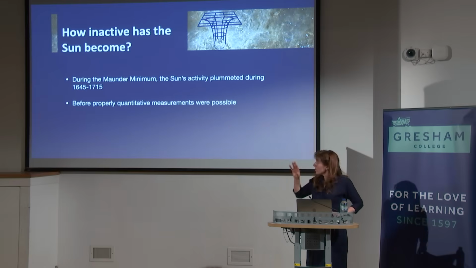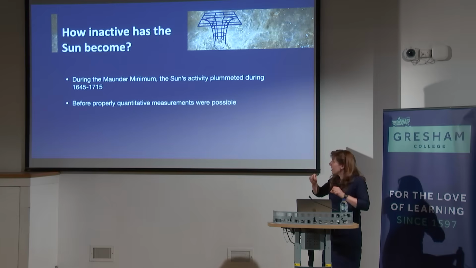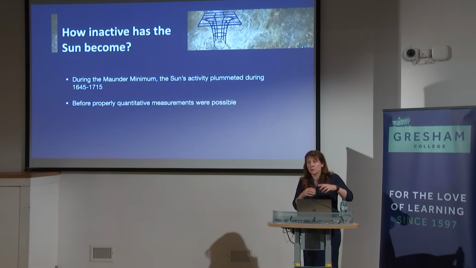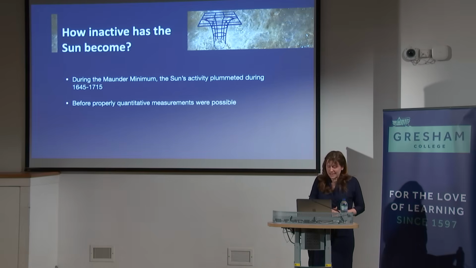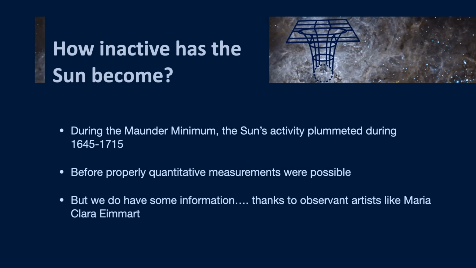Well, detailed records of the activity of the sun hadn't begun at the time of the Maunder minimum, in the sense of the quantitative records, counting numbers of sunspots and all that kind of thing, as is the case these days and has been the case for the last 24 and a bit, 22-year cycles. But the fact there were no proper quantitative measurements available doesn't mean that we have zero evidence of the sun's activity during that time. There's a particular heroine in our story at this point, thanks to the German artist and observer Maria Clara Eimmart.